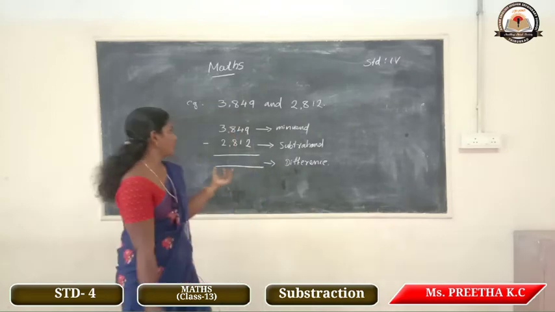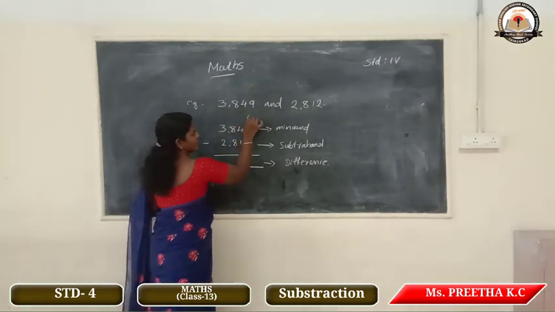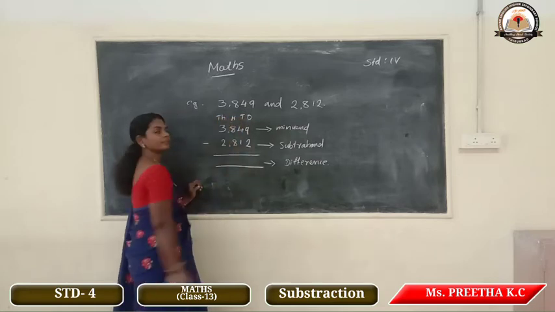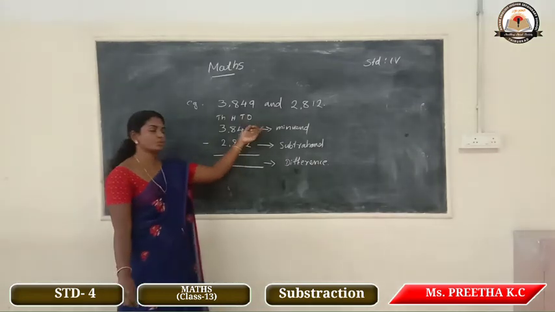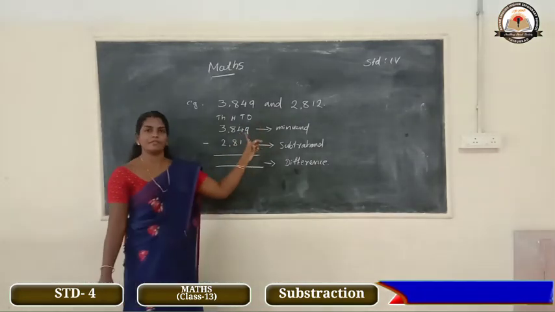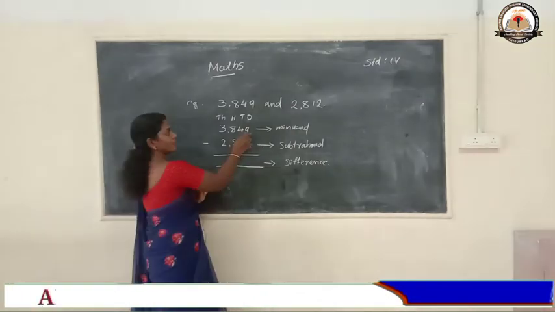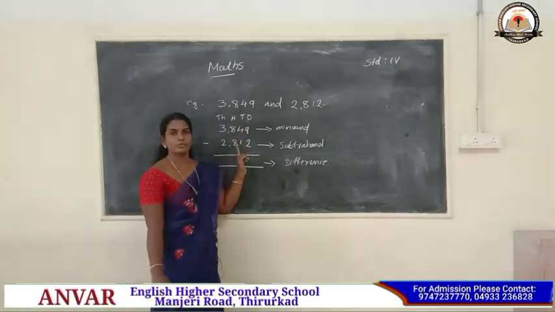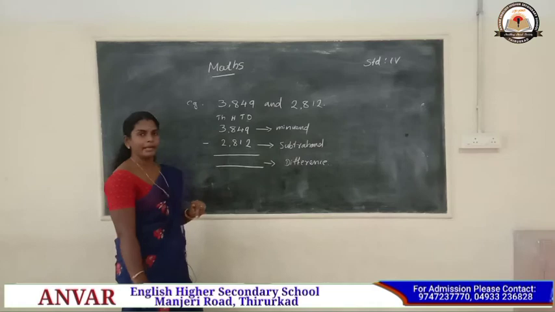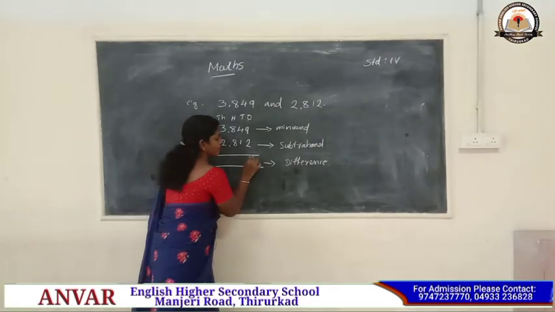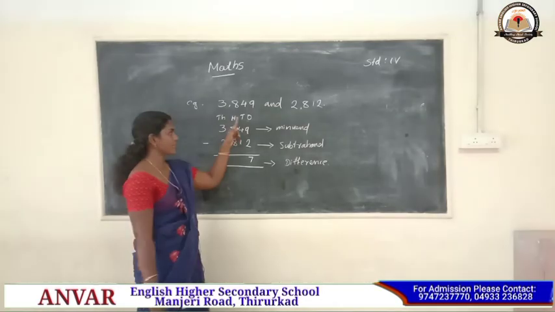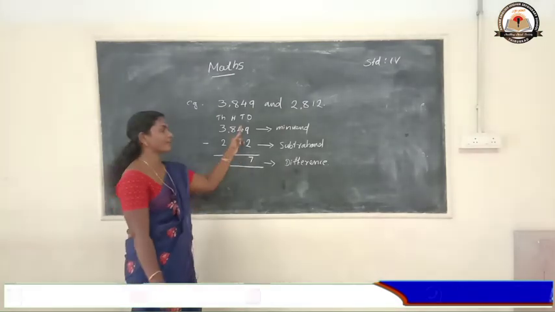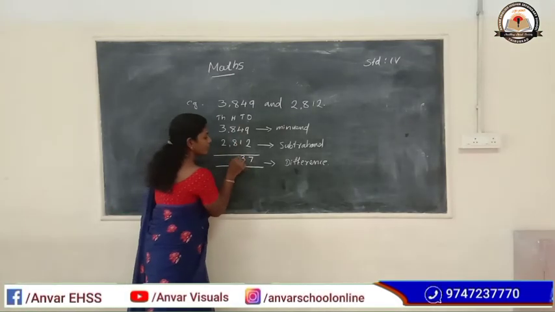Let me solve. Always start from the ones place. This is the ones place, tens place, hundreds place and thousands place. Every operation we need to start from the ones place. First we subtract the ones place digits, that is 9 minus 2. Subtracting 2 from 9, we get the answer 7. Then in the tens place, we subtract 1 from 4, and we get the answer 3.